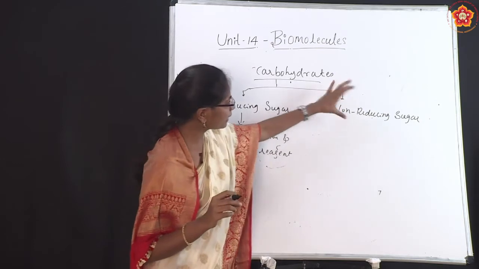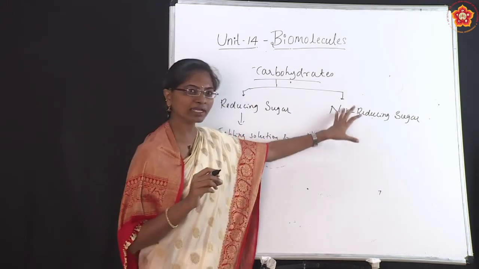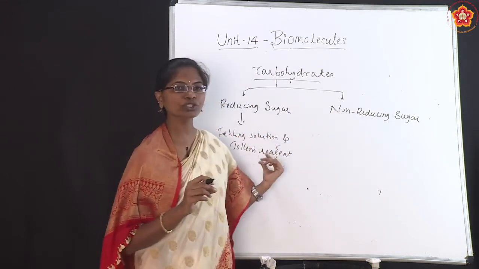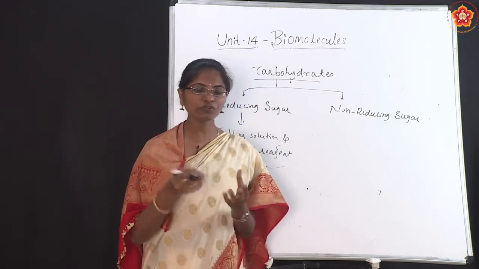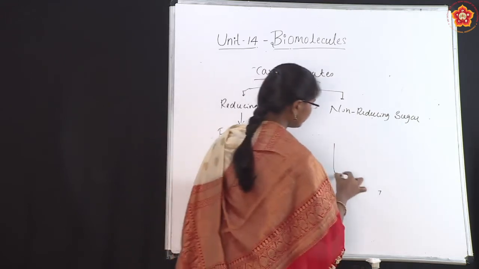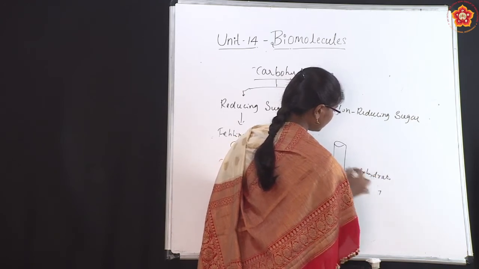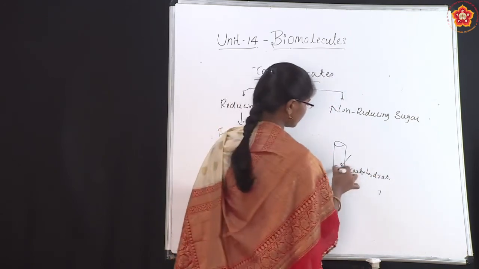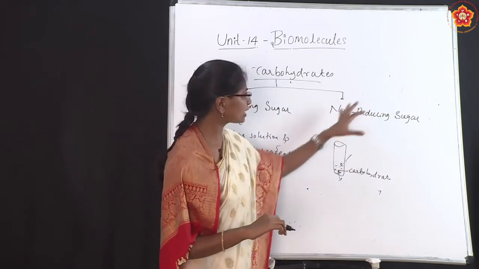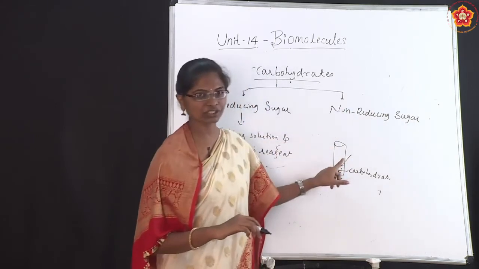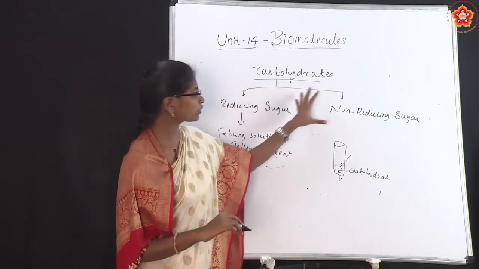And what is meant by non-reducing sugar? Non-reducing sugars will reduce neither Fehling solution nor Tollens reagent. It means it will not give any kind of reaction. Suppose you take a carbohydrate in a test tube and add Fehling solution and Tollens reagent. If it does not give any kind of reaction, those are non-reducing sugars. If it gives a reaction, those are reducing sugars. Very important for the examination.